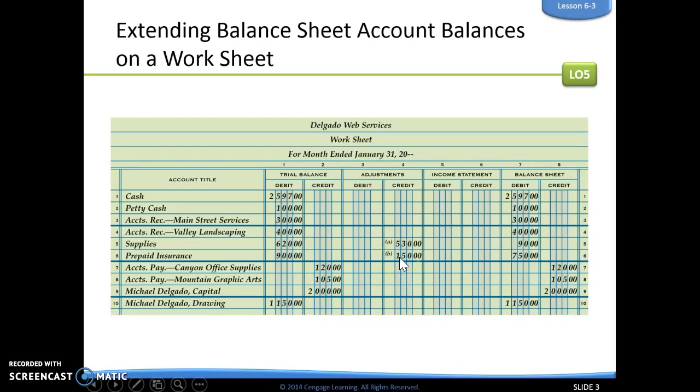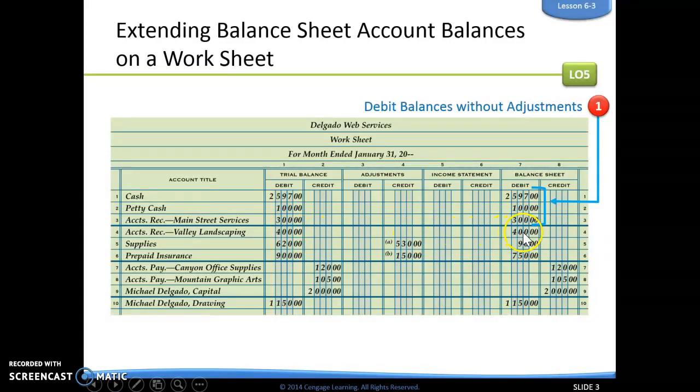So we're looking at extending our balance sheet account balances on that worksheet. Here we're looking at our assets, our liabilities, and our owner's equity, our accounting equation. Cash through prepaid insurance are our assets. We're going to be extending those numbers over to our balance sheet accounts. I'm taking this $100 in petty cash, and I'm literally going to think of it as dragging it across to my balance sheet. Okay, 300 dragging it across, 400 dragging it across.